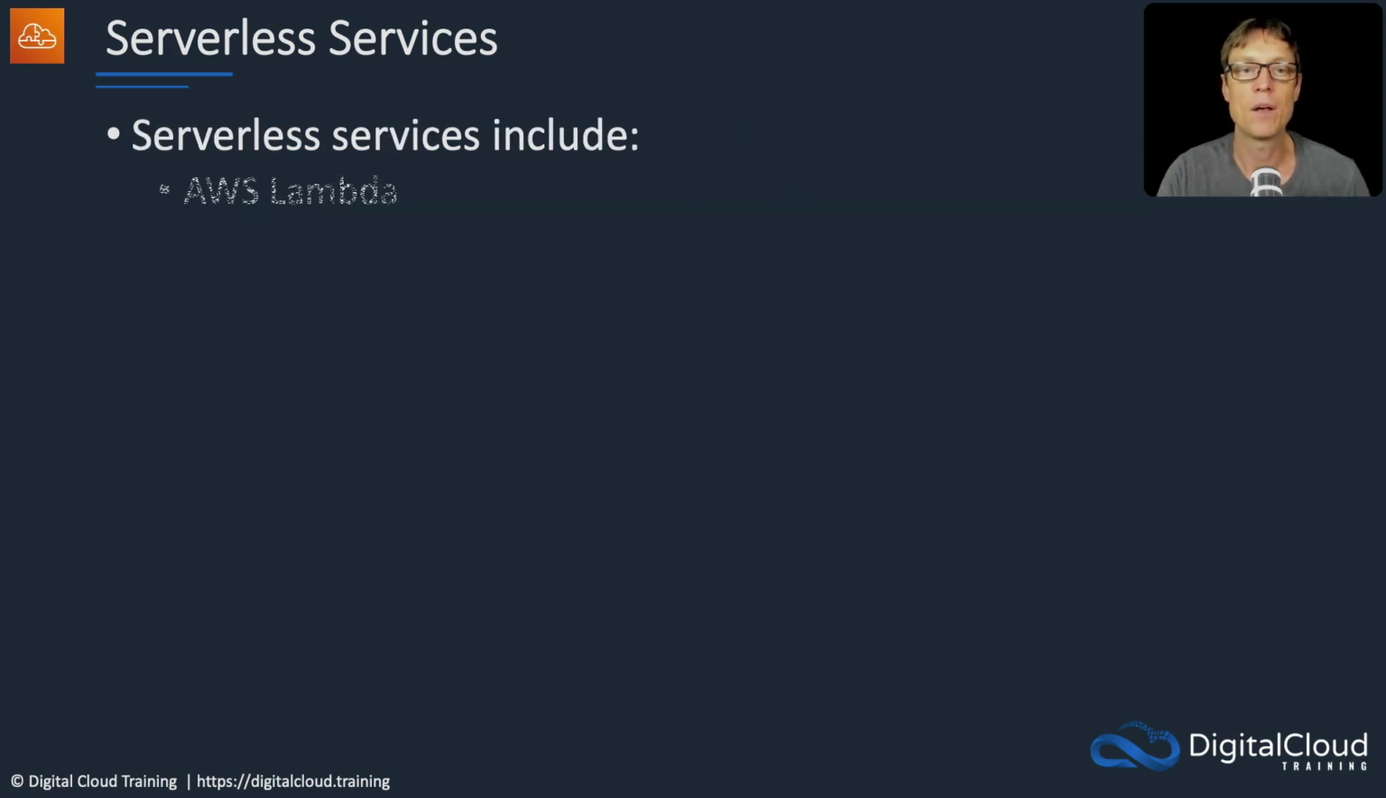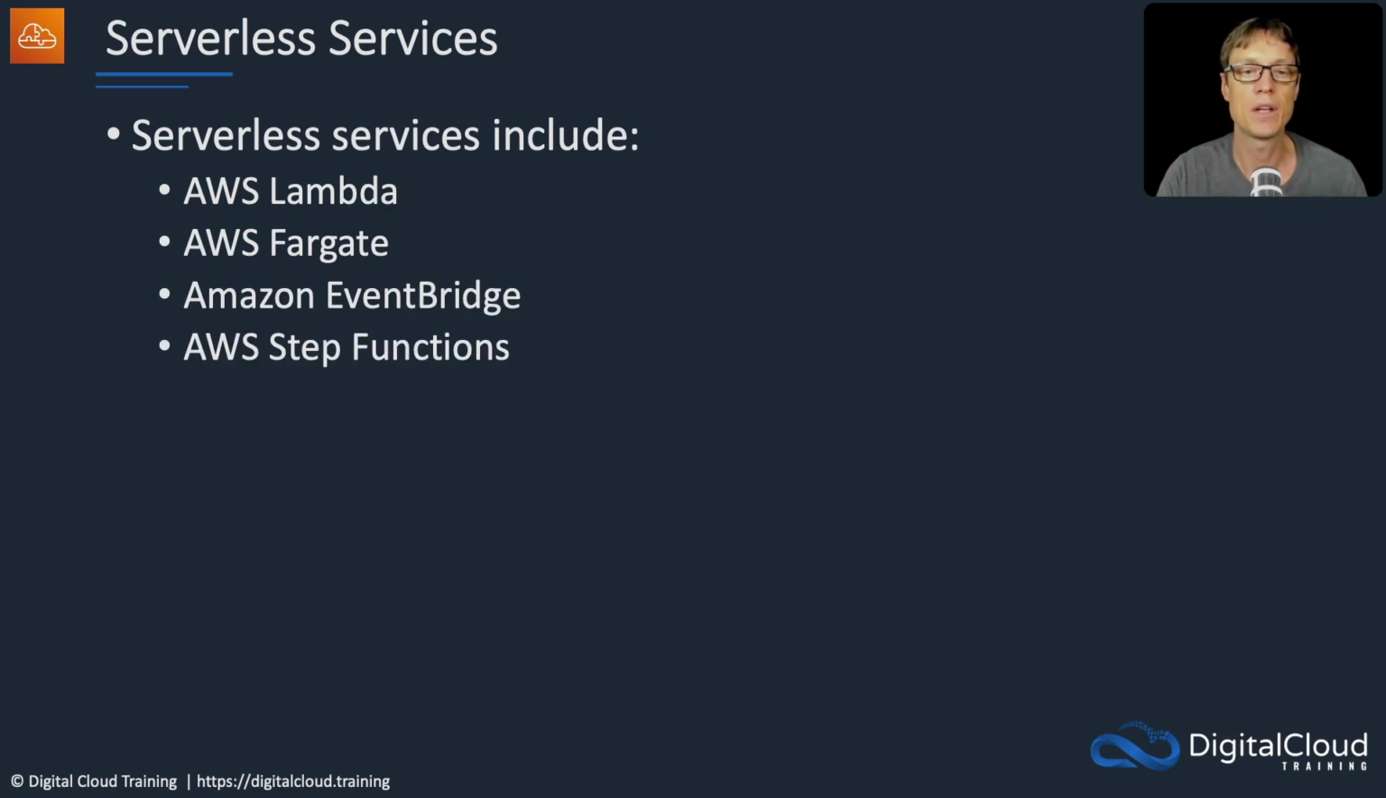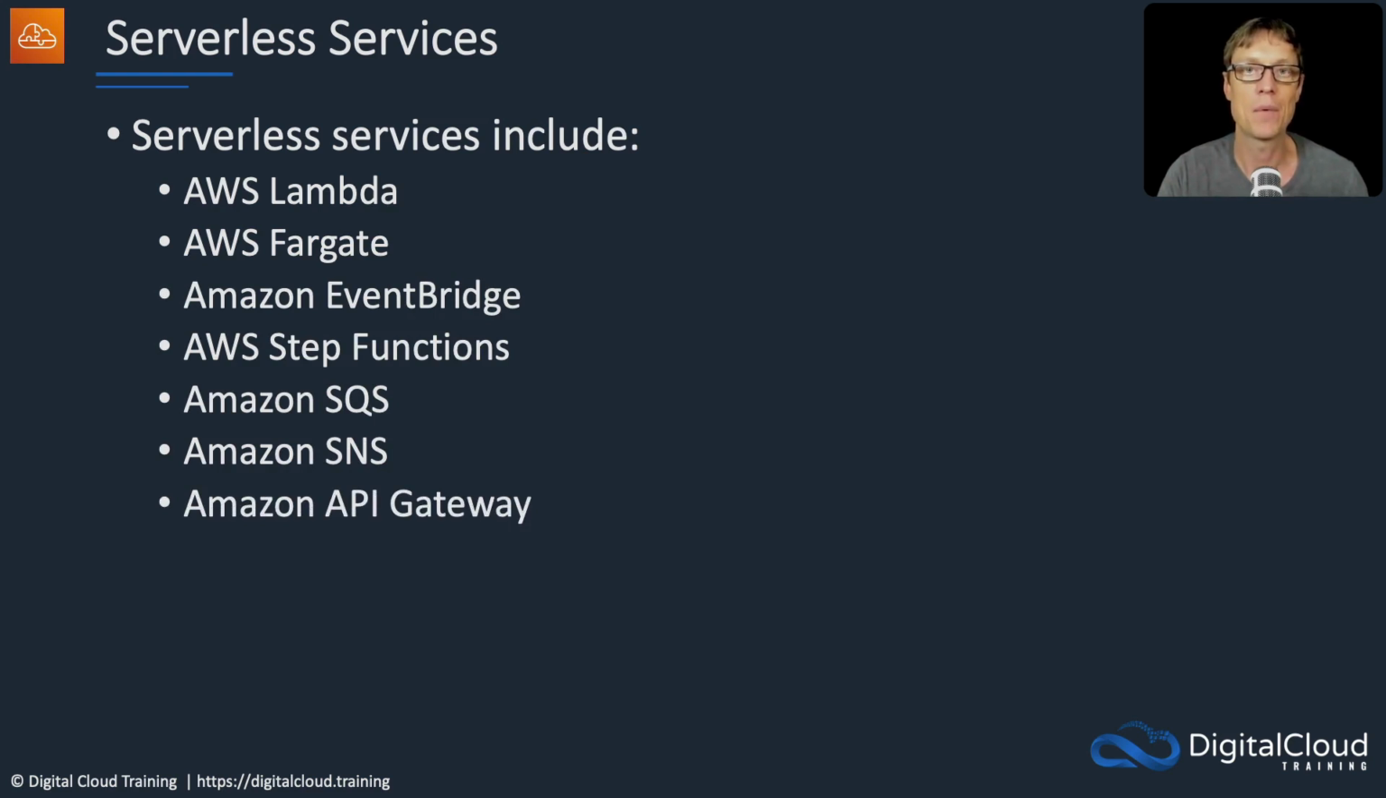So what are some examples? Well, we've got Lambda, the compute service we just looked at, AWS Fargate for Docker containers, EventBridge, which is a service we'll cover shortly, Step Functions, Amazon's Simple Queue Service, Simple Notification Service, and API Gateway, all of which get covered very shortly. Also Amazon S3 and DynamoDB. And there are many more as well. These are just a few examples.